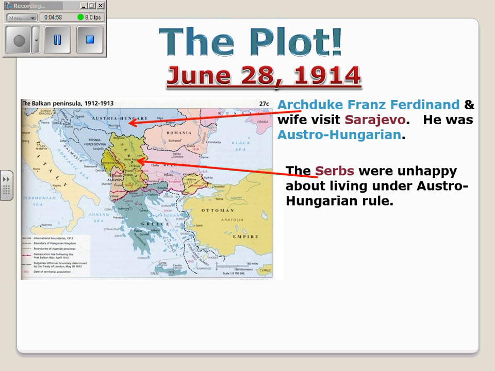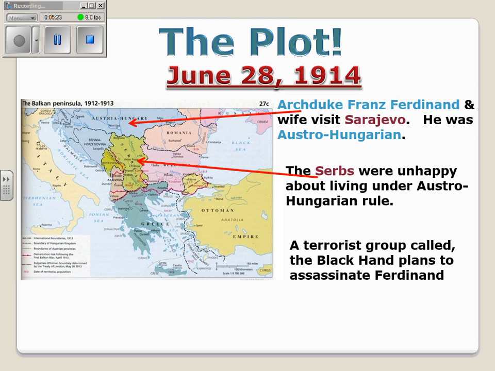The Serbs are unhappy about living under Austrian-Hungarian rule. Now, it's important to understand that June 28, 1914 is a very important date in the history of the Serbian Republic. It's almost like our Independence Day, our 4th of July. And it is a huge insult that the Archduke is coming on this day. So a terrorist group called the Black Hand plans to assassinate Franz Ferdinand on his trip into Sarajevo.